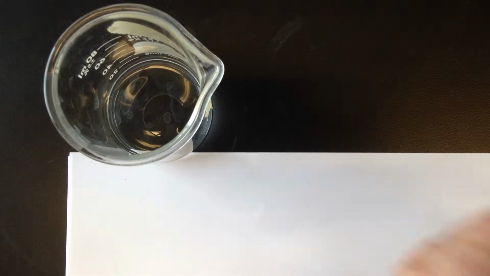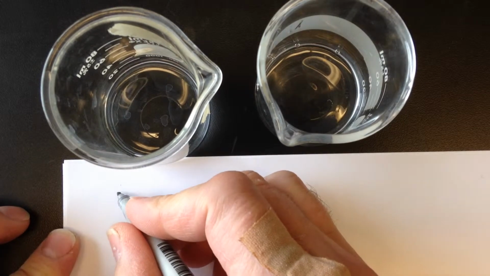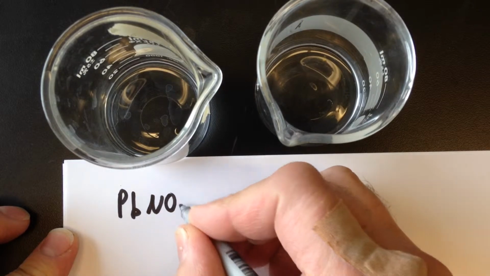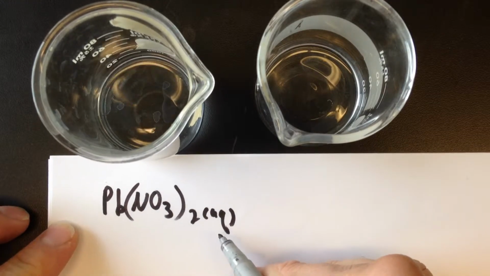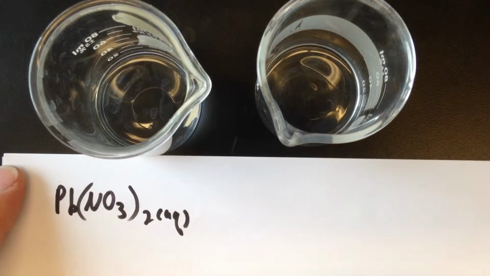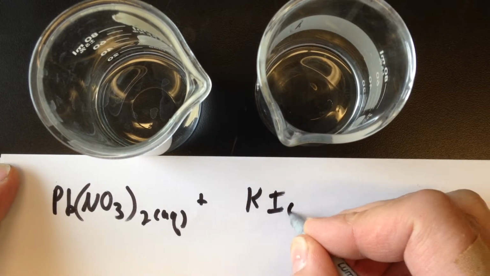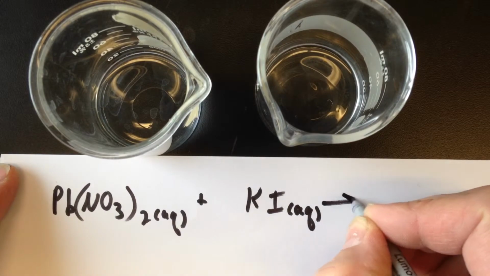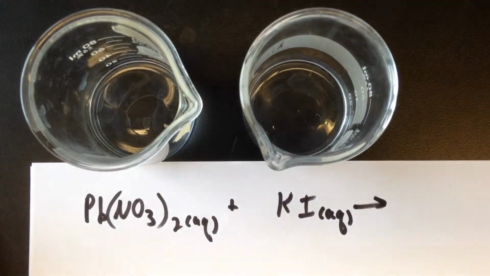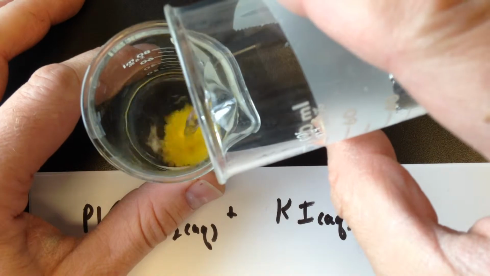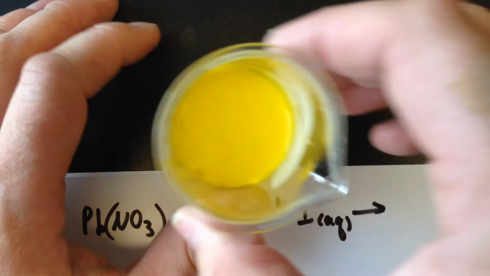So here we go. We have two different solutions here. They're clear and colorless. This first one here is lead nitrate. And I write a little AQ here because I took solid lead nitrate and dissolved it in water. And combined with potassium iodide will be this other solution. Okay, so clear and colorless, clear and colorless. And when I combine them both, isn't that neat? We get a yellow solid being produced there.